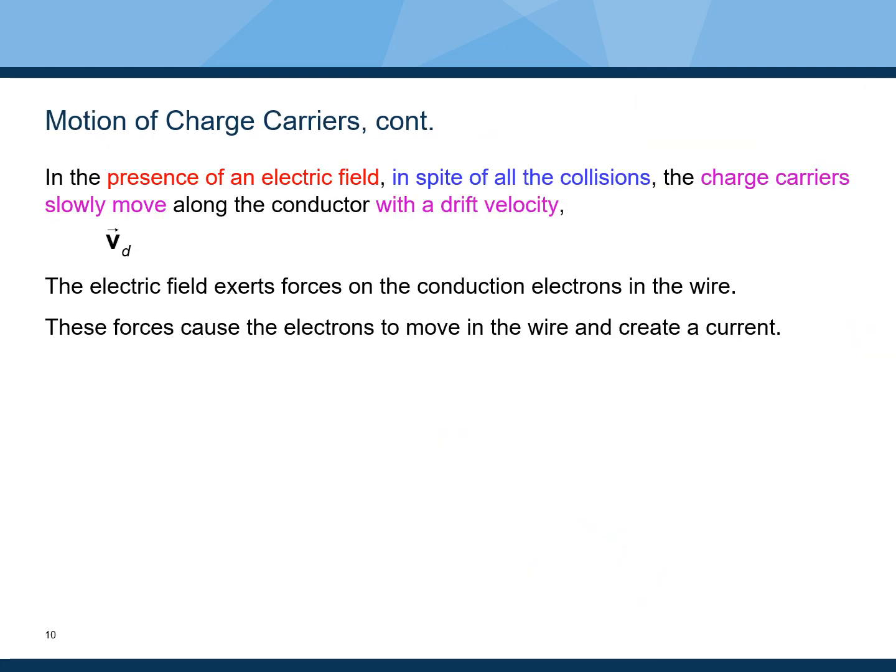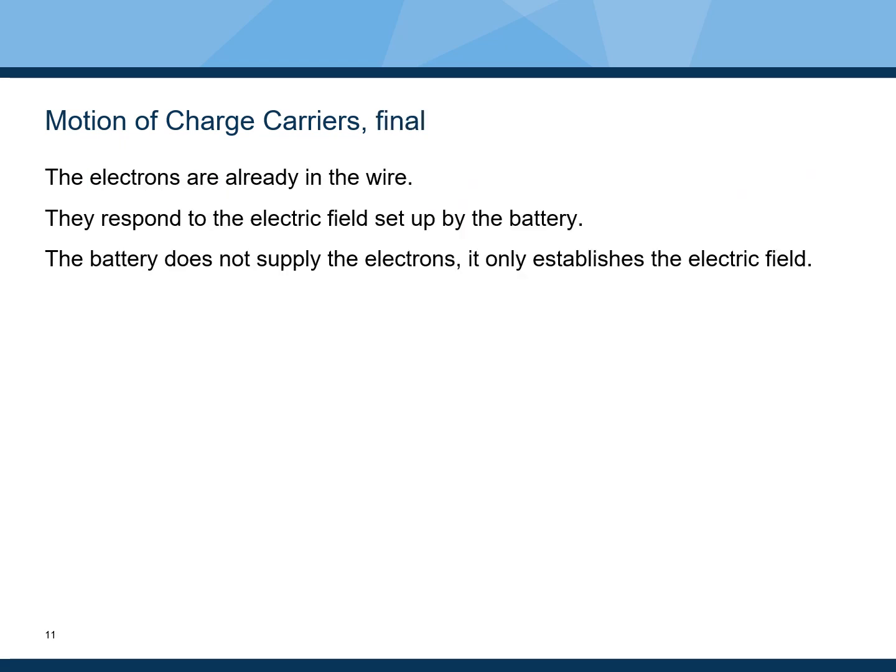So with this, we understand that even though there are a copious number of collisions, we can actually have the charge carriers move with a certain drift velocity, and these forces basically cause the electron to move in a wire, and if you have a net number of all the electrons drifting in one direction, you can actually have a substantial amount of current flow.